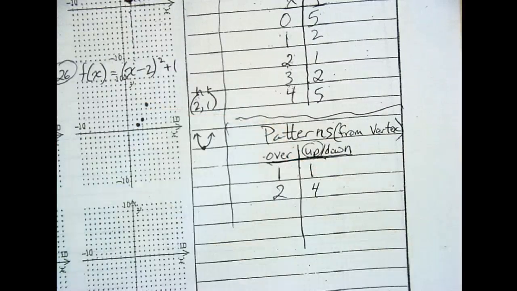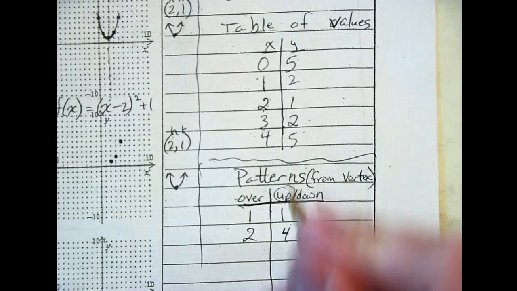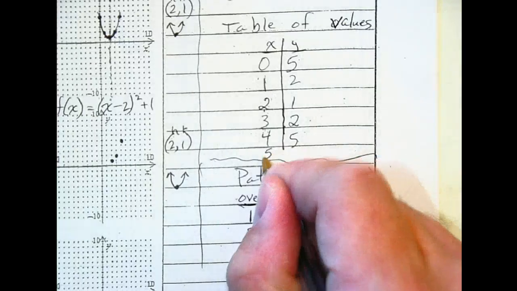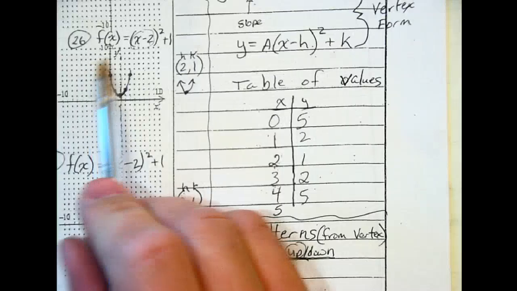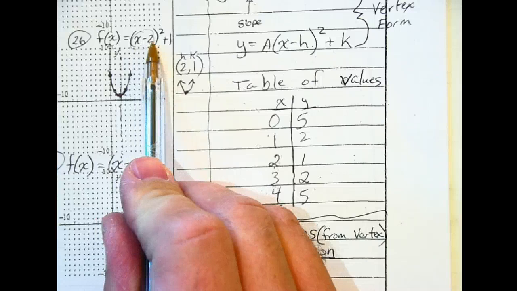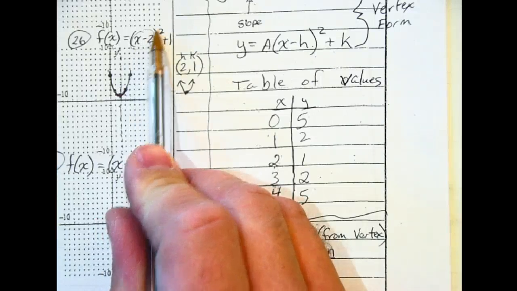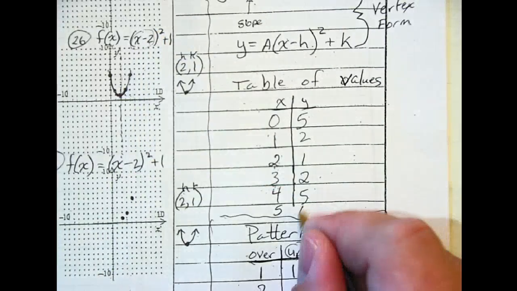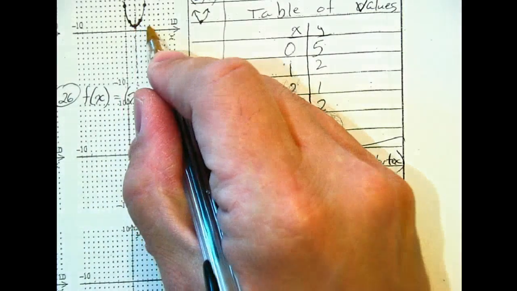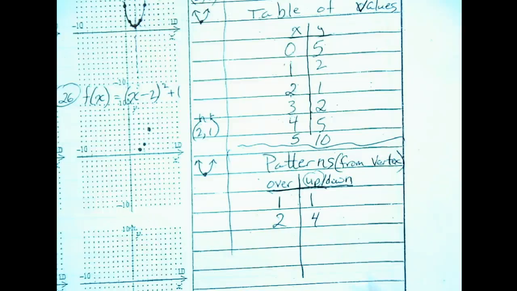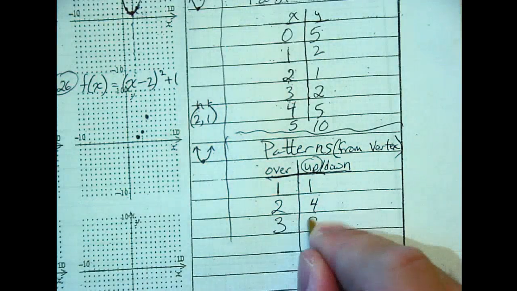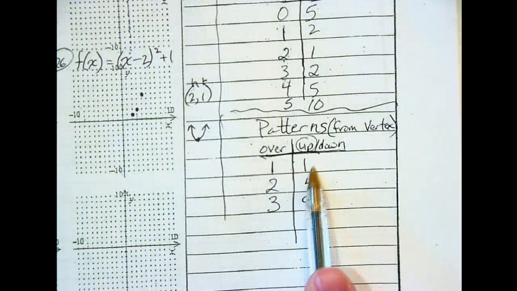And in fact, I could have added a point here. I could have said, what if this was 5 in my table? And I could have plugged that into here and said 5 minus 2 is 3. And square it, I get 9. And add 1, I get 10. So from my vertex, I would have went over 3 and up to 10. Or over 3 and up how much? 9. And what do you recognize about these numbers?